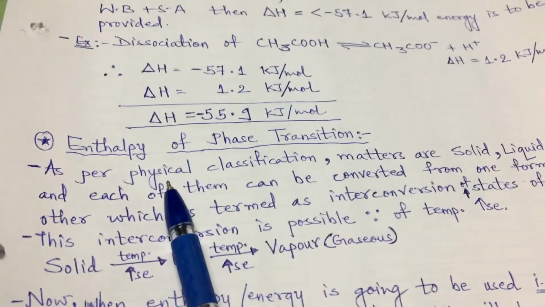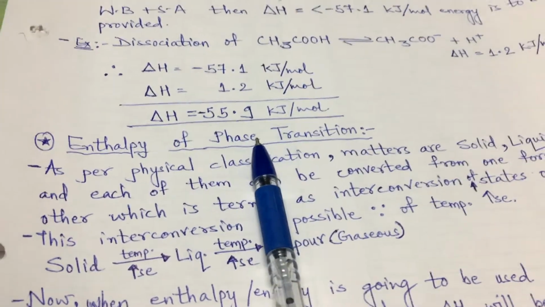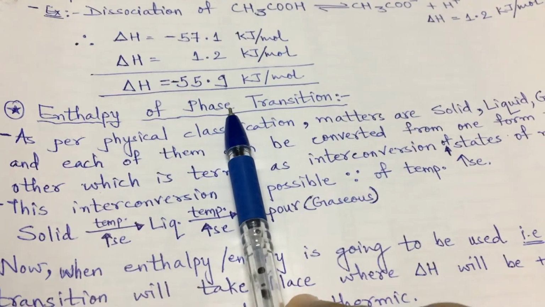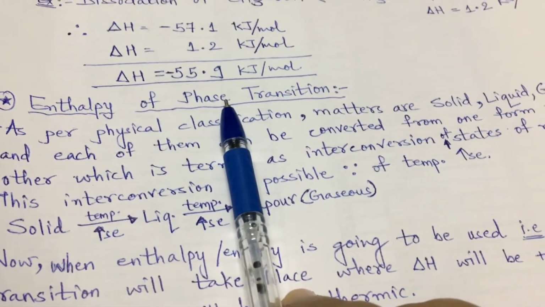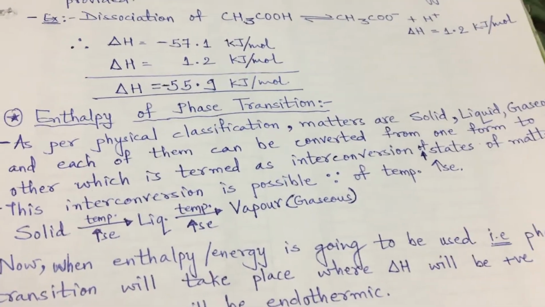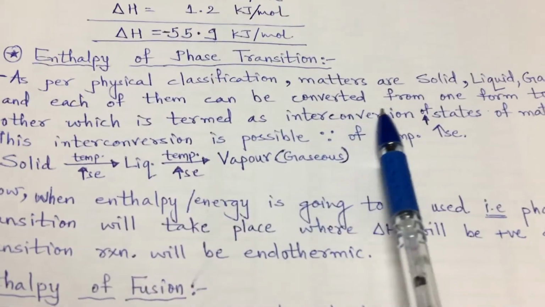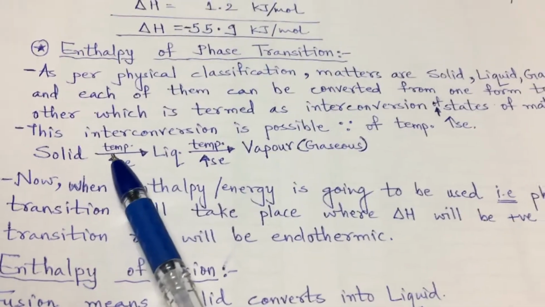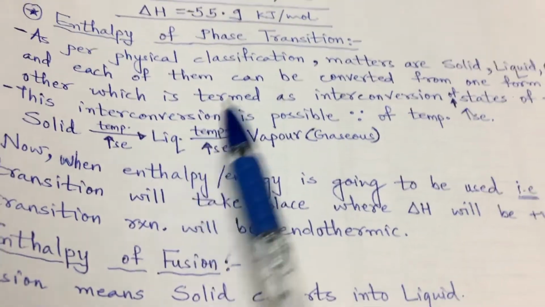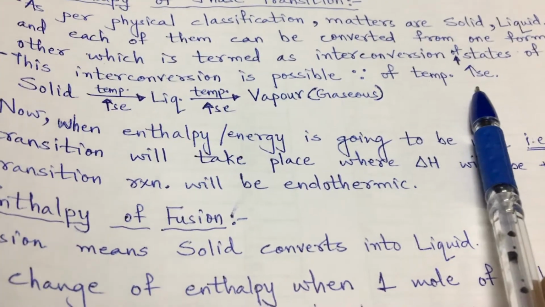And one more enthalpy is now the enthalpy of phase transition. Phase, again I want to clarify here, means change in state, either from solid to liquid, liquid to gas, or gas to solid. As per physical classification, matter is classified in three ways, that is solid, liquid and gas, and each of them can be converted from one form to another, which is termed interconversion of states of matter. And how is this interconversion possible? It is possible because of the increase in temperature.